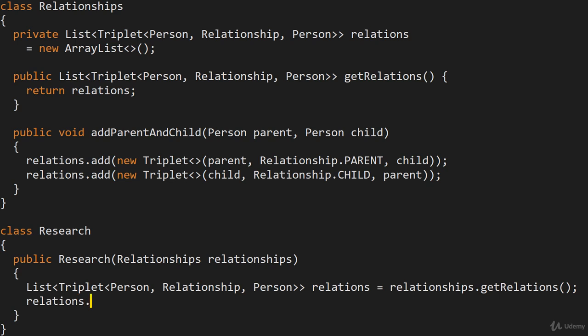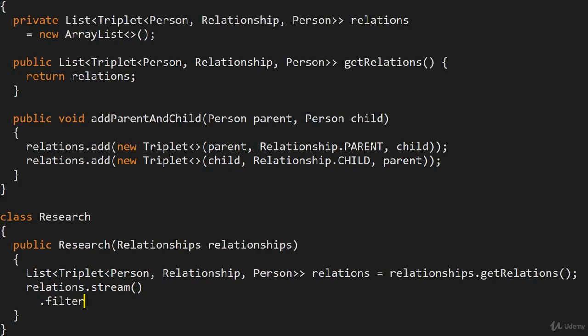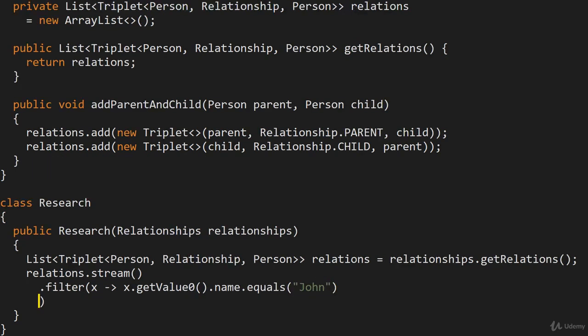So for example, let's suppose I want to find all the children of a person whose name is John. So I would say relations.stream, and then filter. I need to find all the people whose name is John and they are a parent of somebody. So we look for x.getValue0.name.equals John. That's one criterion, but we also need this to be a parent. So x.getValue1 is equal to Relationship.PARENT. So we need somebody called John who also happens to be a parent.